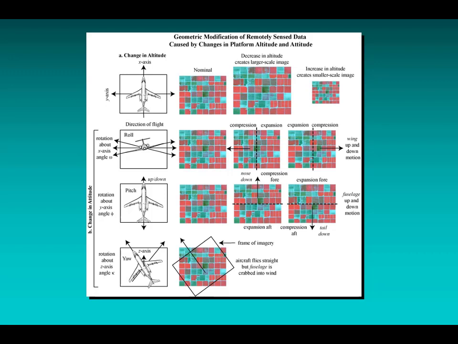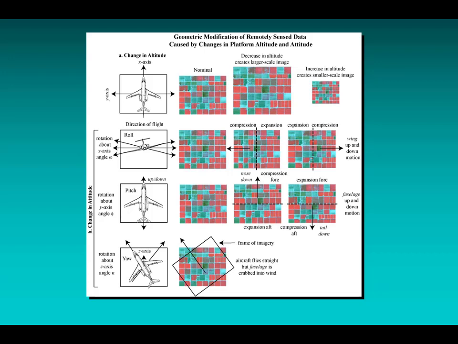So if we have roll effects, that's the first row of subfigure B. What happens when we have pitch effects? That's the second row of subfigure B. And the last row of subfigure B is an illustration of what happens when we have yaw effects. And I'll briefly discuss each one of these.